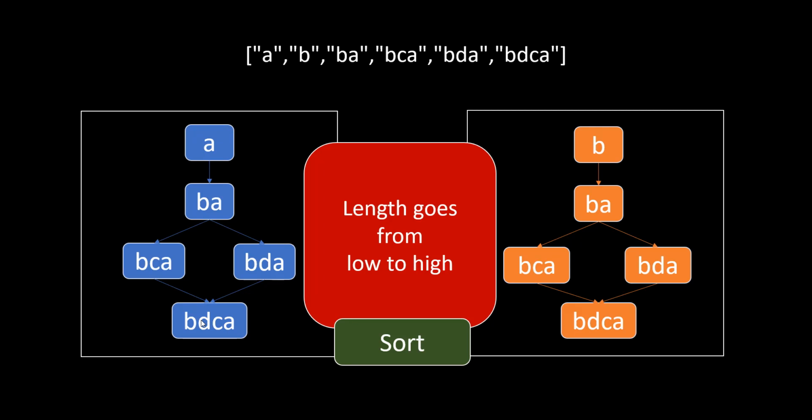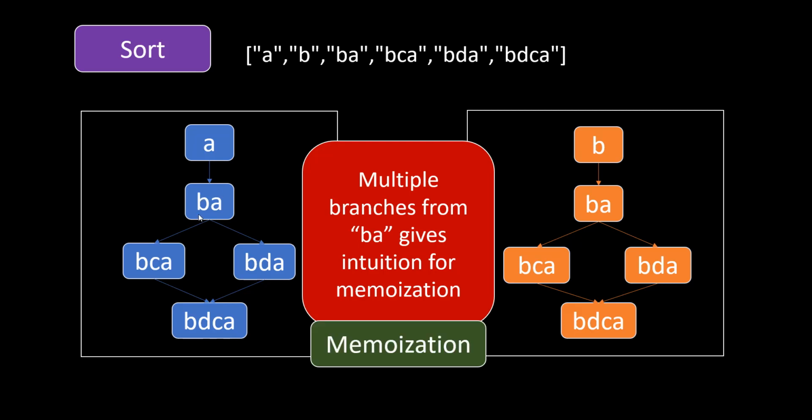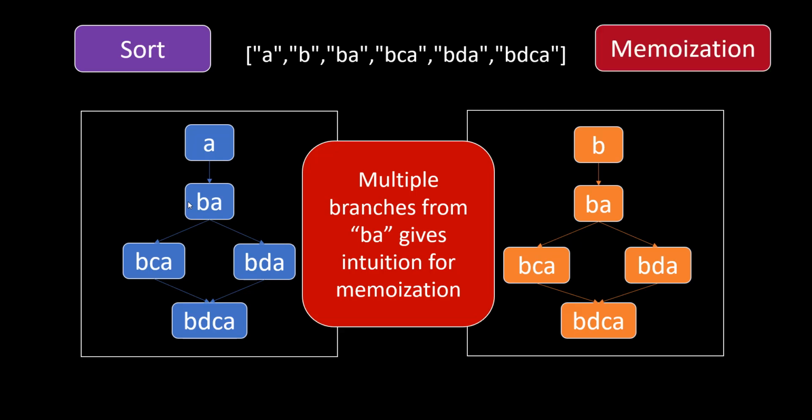The second thing that we can see over here is the branches that we are getting. So over here you can see that you have multiple branches that are coming out from BA, and so we can say that the result that we'll get at this particular point can be reused in all the branches that are going out of this word string. And so we can perform memoization to reduce the time that we would need to recalculate the answer for a particular word string that is given to us. So now we know we can do 2 things. One is sort and second is use memoization.